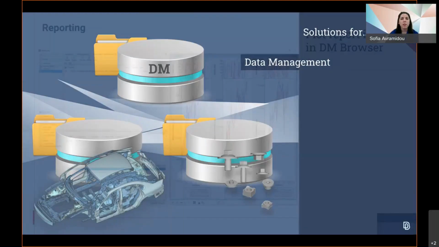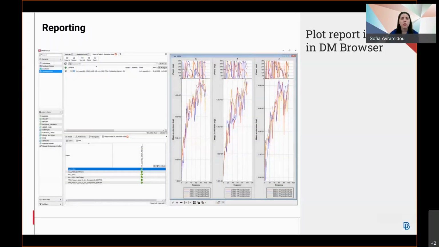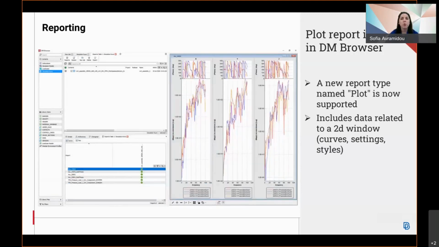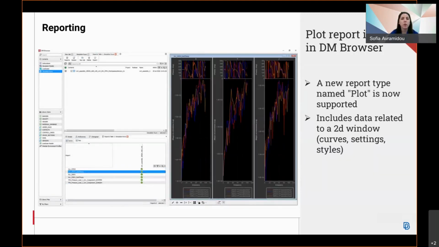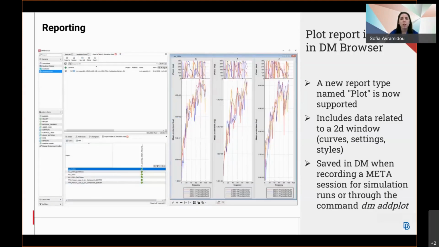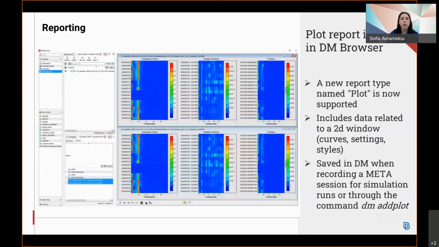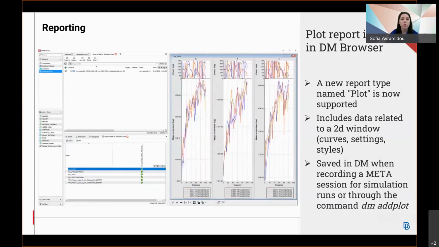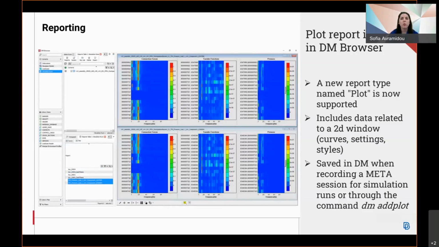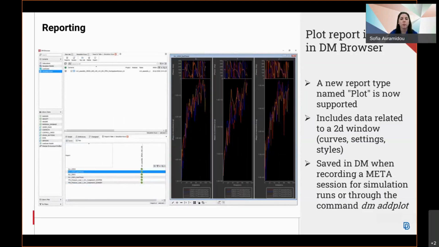In data management, a new report type named plot has been supported. This type includes all data relevant to a 2D window, so the curve settings, the plot settings, etc. And plot report items are saved to DM when recording a meta session for simulation run and 2D windows are created, or when using the DM add plot session command.